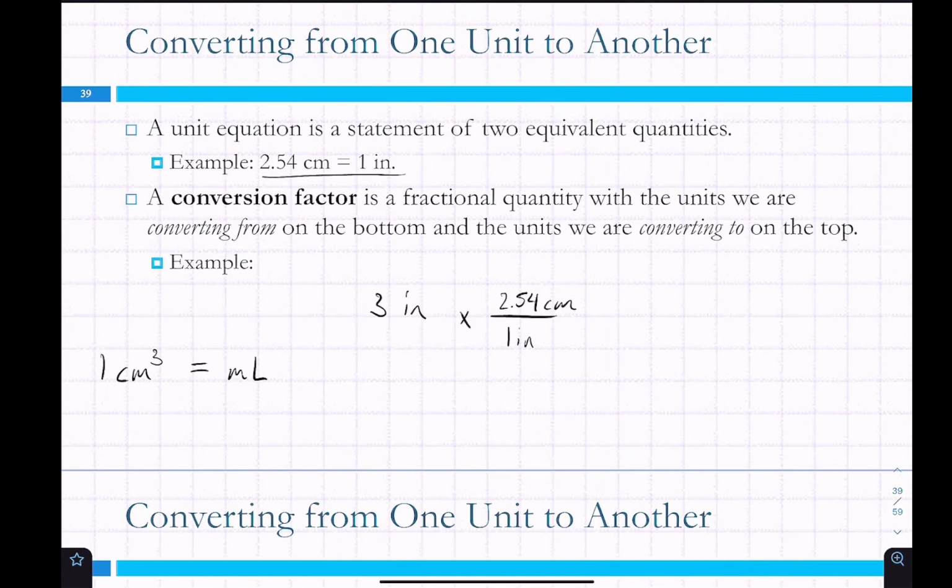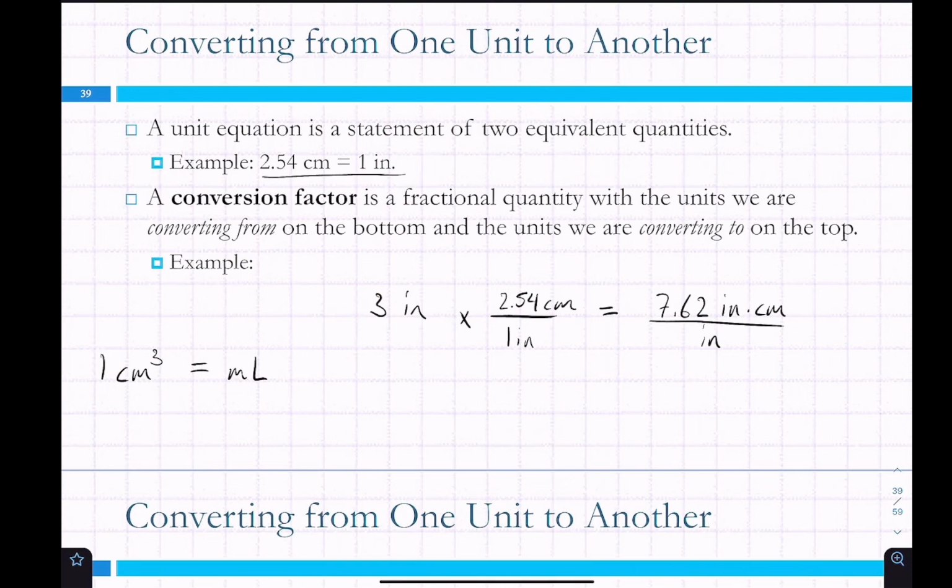And when we multiply 3 inches by this quantity, we'll get, without canceling anything out yet, where's my calculator? And this is where we're treating these units like algebraic quantities. So this is 7.62 inches times centimeters divided by inches.